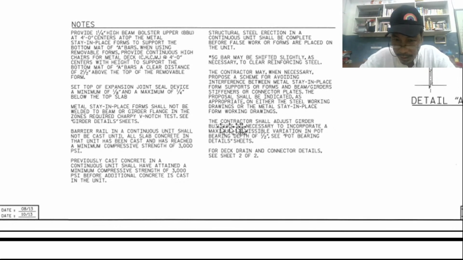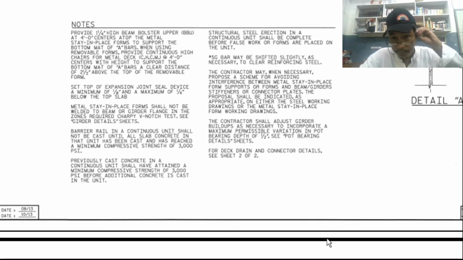Okay? The contractor shall adjust girder build-ups as necessary to incorporate a maximum permissible variation in path bearing. So what do you mean by path bearing? Path bearing is one type of bearing. So how many types of bearing are we given?